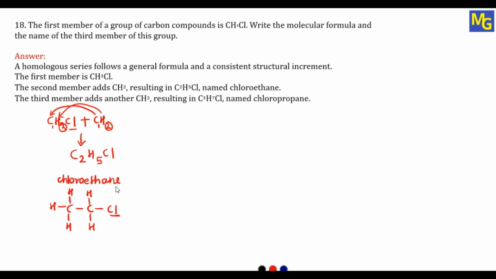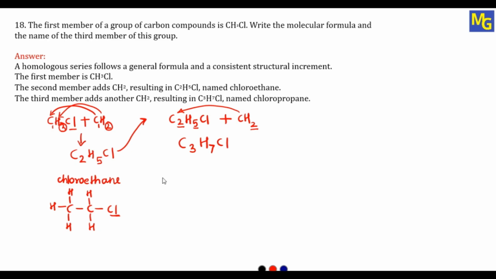Now we will go for the third member. So now I will take this here. It is C2H5Cl, and in this we are going to add again CH2. So it is C2. Now if we add this one, it becomes C3. And here H5 and here H2. So 5 plus 2 will be 7. So H7. Cl will be as it is forwarded. So C3, H7 and Cl.